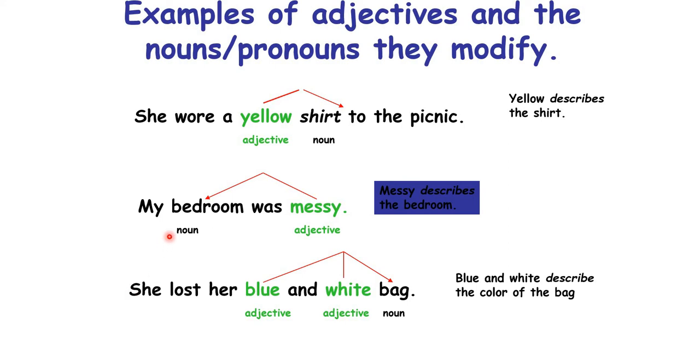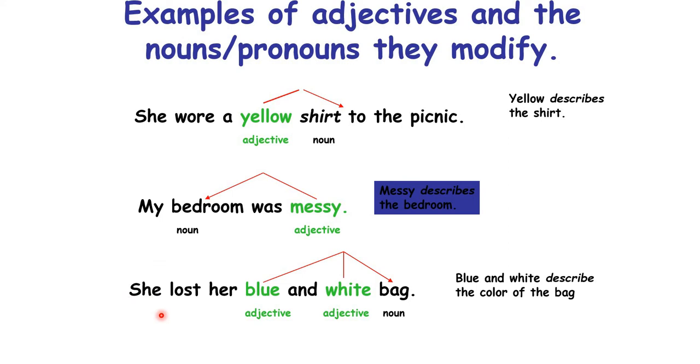The second example, my bedroom was messy. So where is the noun? Yes, it's here, bedroom. But here we have the adjective at the end. Why? Because if you remember, we have the verb to be, which is was, and after the verb to be, we have the adjective, right? So here, messy describes the noun bedroom.